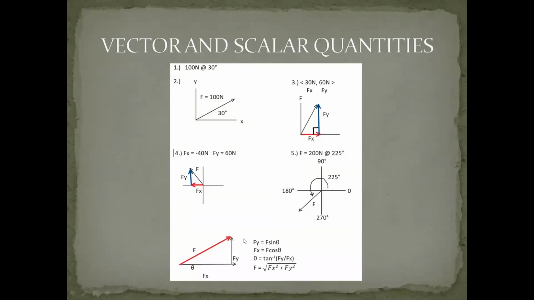So if you're looking for the components, you are going to use one of these formulas. So this is Fy. If you're looking for the y component, you're going to use this. Fy is equal to F times sin theta. If you're looking for the x component, you're going to use F times cosine theta. And if you're looking for the angle theta, which is the angle between 0 and 90, most of the time an acute angle, you're going to use the inverse tangent, open parentheses, Fy over Fx.